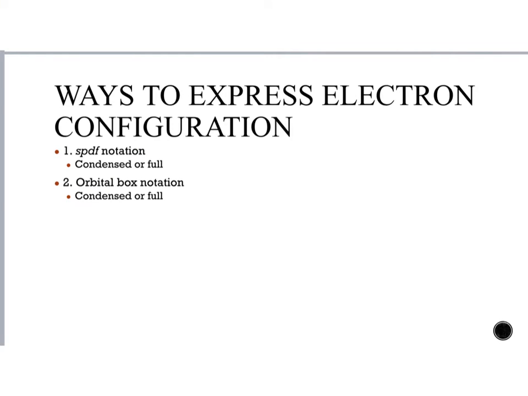All right, so on to electron configuration and what it means and what you have to do. There are 2 different ways for you to express an electron configuration for any one atom. The first is SPDF notation. That should look familiar because SPDF corresponds with an angular momentum quantum number. And the second is orbital box notation.